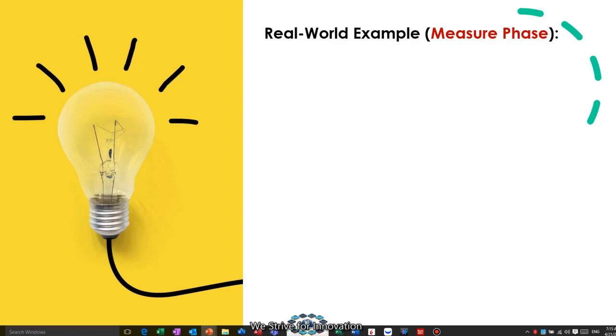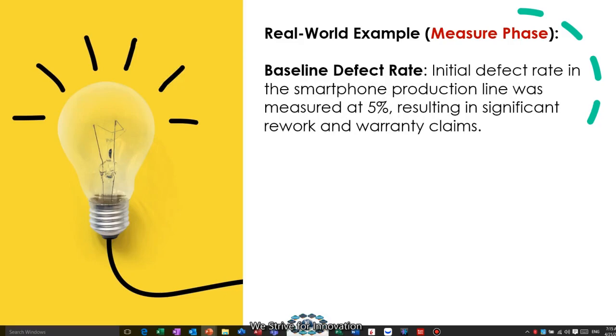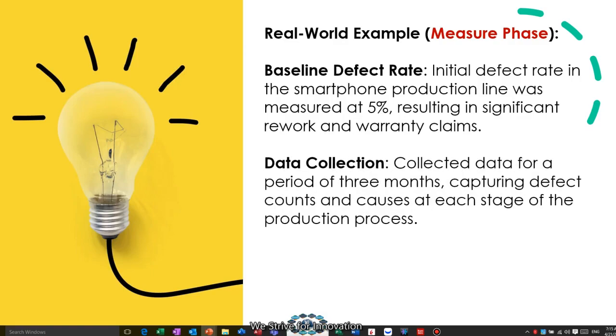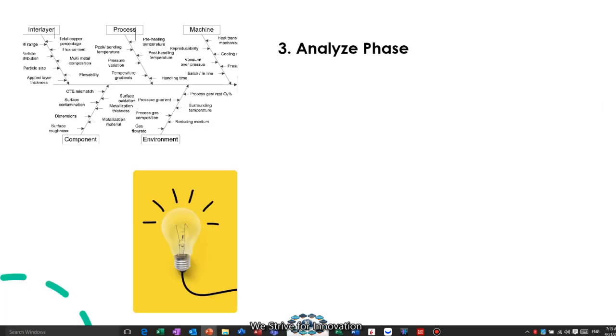Real world example would be the baseline defect rate. The initial defect rate in the smartphone production line was measured at 5%, resulting in significant rework and warranty claims. So for data collection, we collect data for a period of 3 months, capturing defect counts and causes at each stage of the production process. Then we go to the analyze phase.